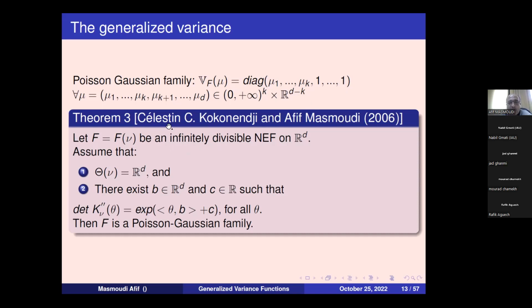In collaboration with Kokonendji in 2006, we established the following result. Let F be an infinitely divisible natural exponential family on Rd. Assume that theta nu equal to Rd, and there exist B and C such that the generalized variance is the exponential of an affine function of theta for all theta. Then F is a Poisson-Gaussian family.